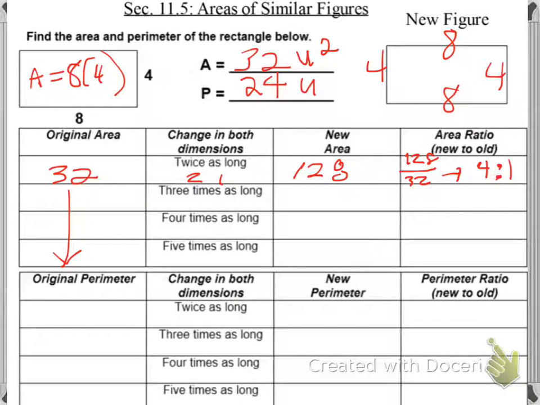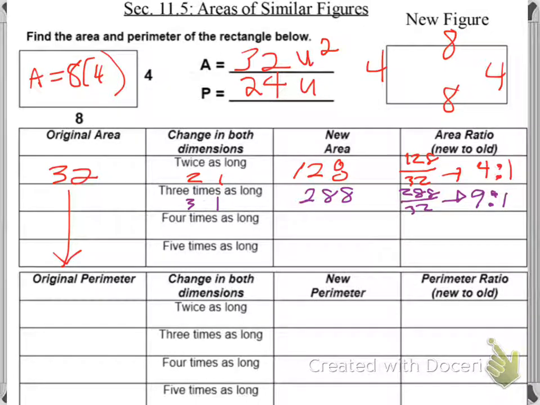Okay, so now let's say we look at 3 times as long. If the dimensions are 3 to 1, so that's the original ratio of the dimensions, and we do all the math, the new area would be 288. If you take the new area, 288, and divide it by the old area, 32, you would see that the ratio of the areas is 9 to 1.